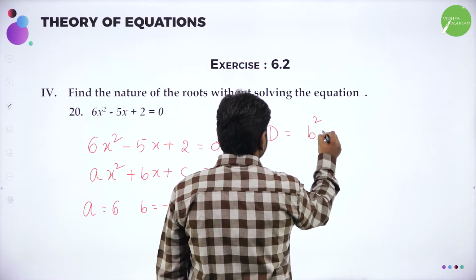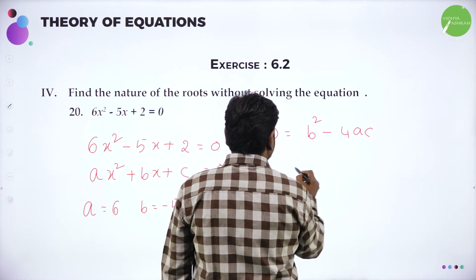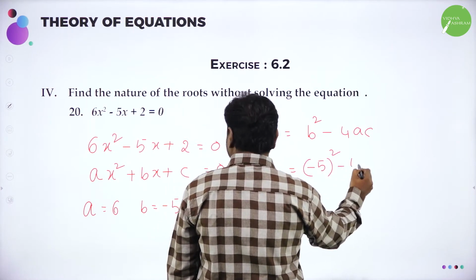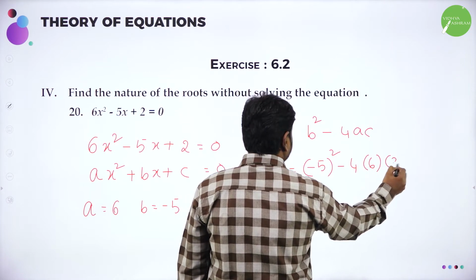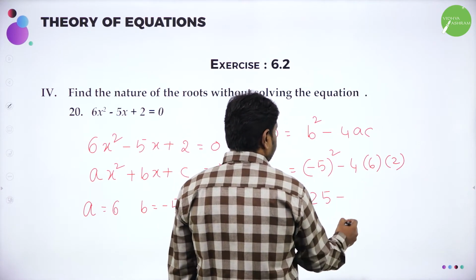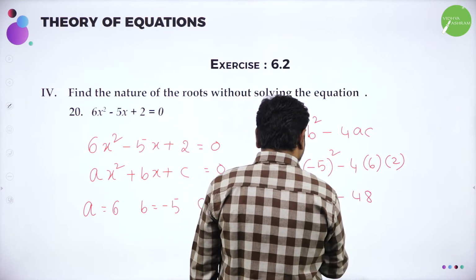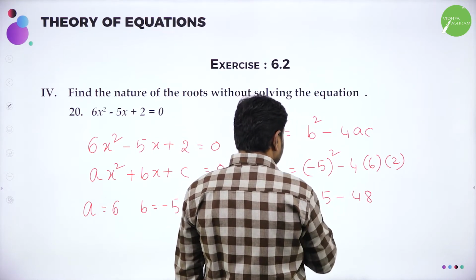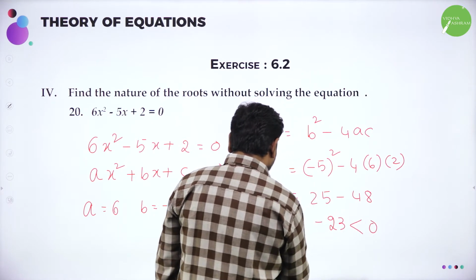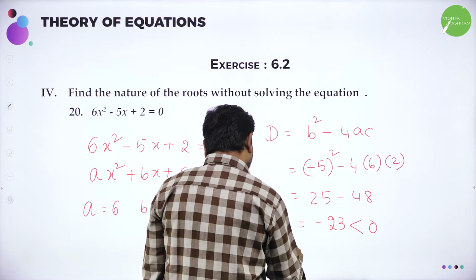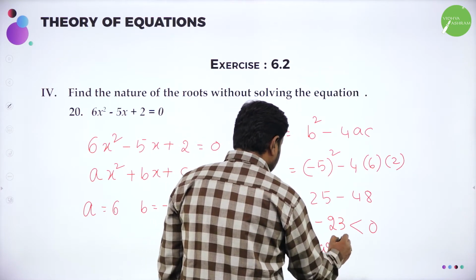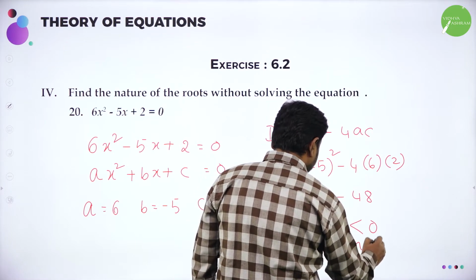What is the formula for discriminant? B square minus 4ac. What is b square? Minus 5 the whole square, minus 4ac, 4 into 6 into 2. So 25 minus 48. Simplify this: it will be minus 23, which is less than 0. So roots are imaginary. Roots are imaginary, or I can also say no real roots.